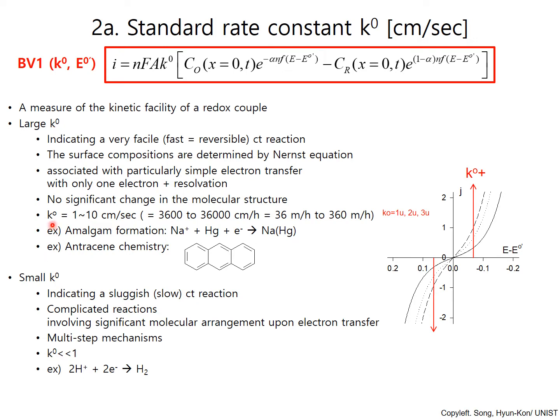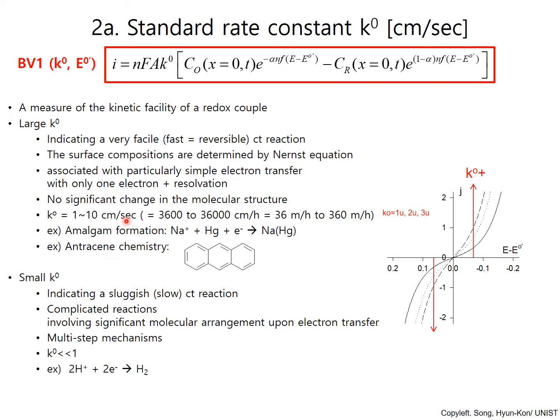When we are saying our electrochemical reaction is very fast, it means K0 is in the range of 10 to the 0 to 10 to the 1 centimeter per second. Okay, several centimeters per second means it is very fast. However, let me calculate this value into the unit of meter per hour. 10 centimeter per second means 360 meter per hour.